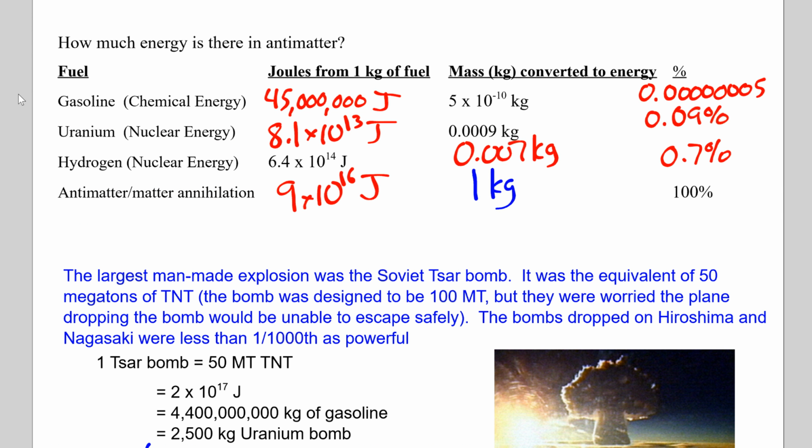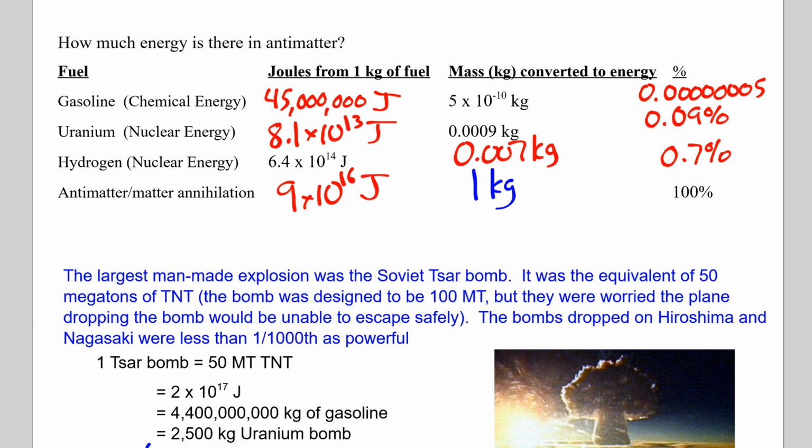Right? What is energy? How much energy is there in antimatter? Here we have 1 kilogram of gasoline is 45 million joules, which is a lot. But 1 kilogram of uranium is a lot more. That's 8.1 times 10 to the 13 joules. Hydrogen's even more, but matter-antimatter just puts them all to shame.